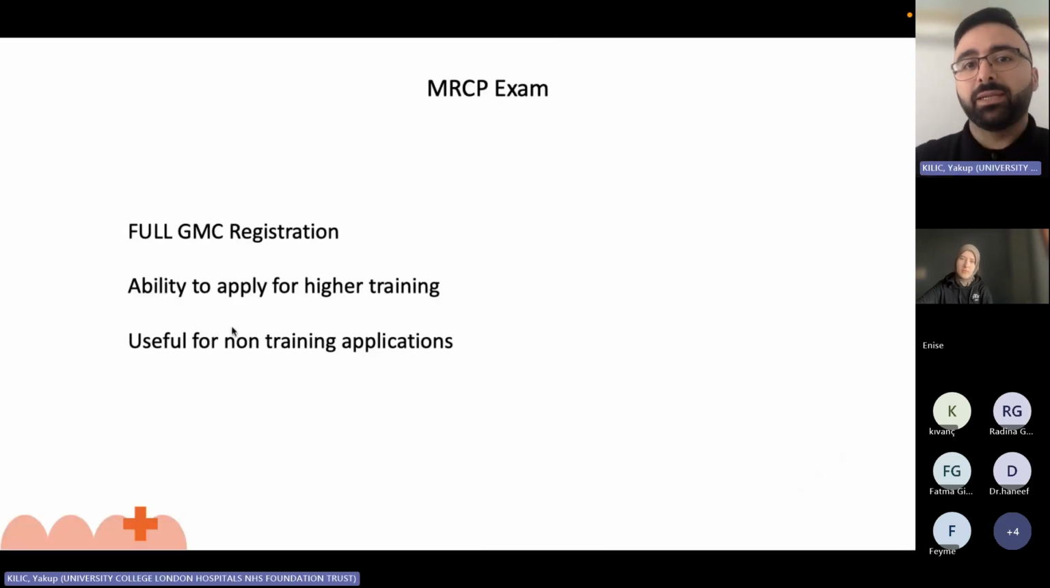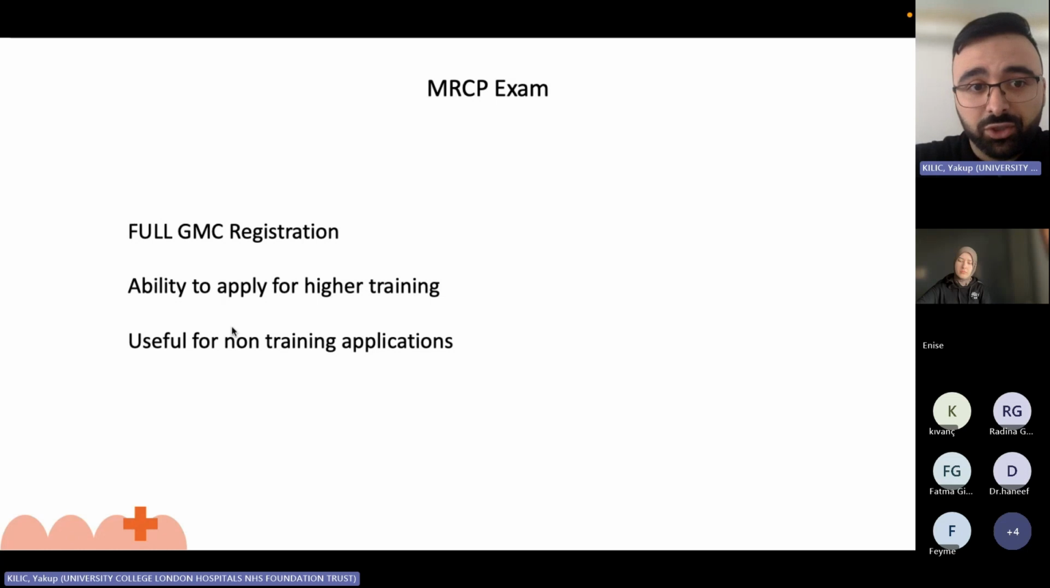So, the MRCP exam, it's a very prestigious exam. It's called the Member of the Royal College of Physicians examination, and it's important for internal medicine, especially when you're applying for higher training. Most of you may know this actually: instead of doing your PLAB exams, you can do the MRCP exam, which will get you full GMC registration. So it's basically a two birds with one stone situation, and you can even apply for training schemes in the UK if you have MRCP.